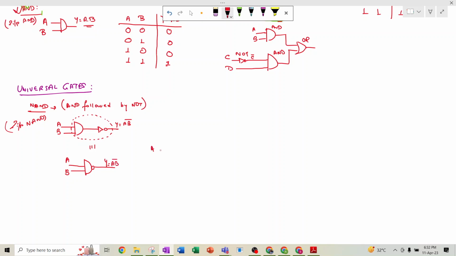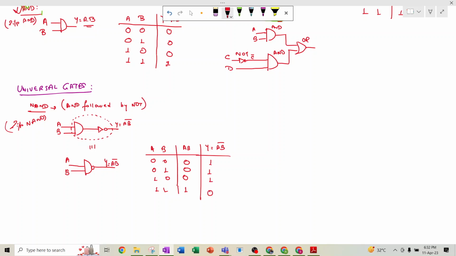If we write the truth table of this NAND gate, at first we write the inputs A B, and then y equal to AB bar. So 0 0, 0 1, 1 0, 1 1. What will be the AB? 0 0 0 and 1. So the output will be the complement of this AB, right? So for 1 1, the output will be 0.